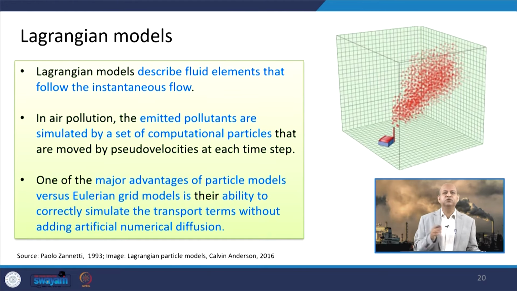Then there is another technique which is known as Lagrangian models. Those are like fluid elements that follow the instantaneous flow. Okay. So, in air pollution the emitted pollutants are simulated by a set of computational particles that are moving by pseudo velocities, following those pseudo velocities at each time step. Okay. And one of the major advantages of this particle model versus Eulerian grid models is their ability to correctly simulate the transport terms without adding artificial numerical diffusion. So, these two techniques, Eulerian and Lagrangian, are very important in that particular sense.